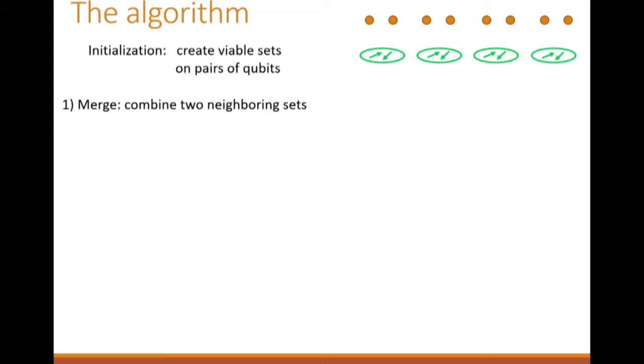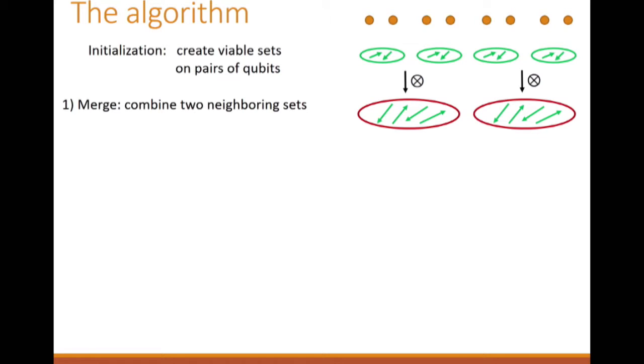Now let's start combining these until we get a viable set for T. I take them pair by pair, take the tensor product, and now I get a space that's defined over four qubits at a time. I kept the vectors in green. Vectors in green means good vectors. They have a low complexity. They're just product states, easy to represent.